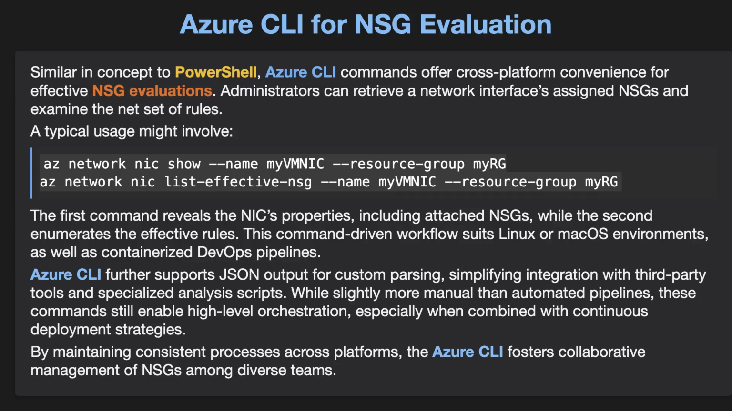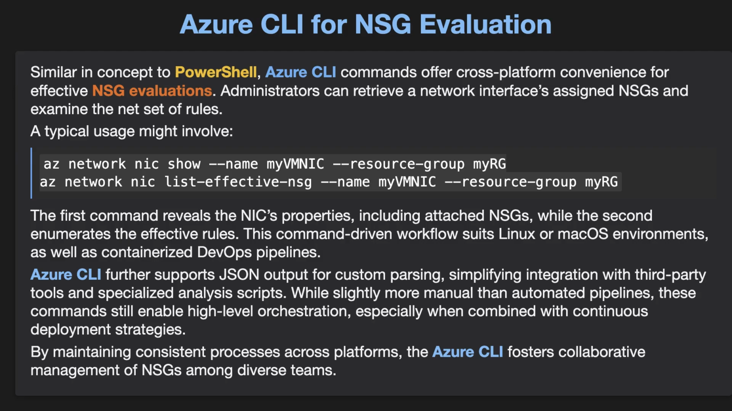Similar in concept to PowerShell, Azure CLI commands offer cross-platform convenience for effective NSG evaluations. Administrators can retrieve a network interface's assigned NSGs and examine the net set of rules. A typical usage might involve bash: az network nic show --name myVMNIC --resource-group MyRG, then az network nic list-effective-nsg --name myVMNIC --resource-group MyRG. The first command reveals the NIC's properties, including attached NSGs, while the second enumerates the effective rules. This command-driven workflow suits Linux or macOS environments, as well as containerized DevOps pipelines.